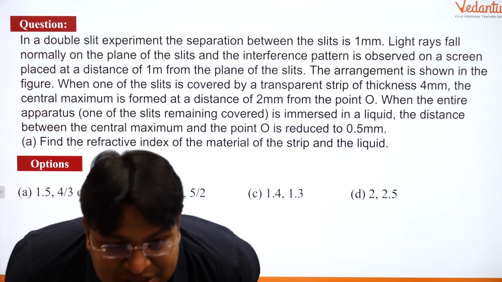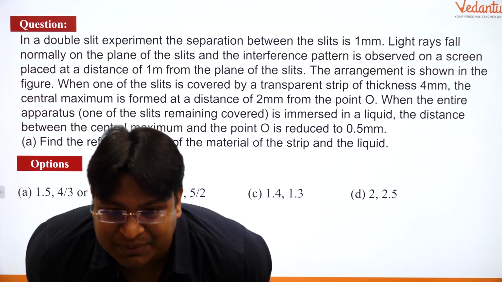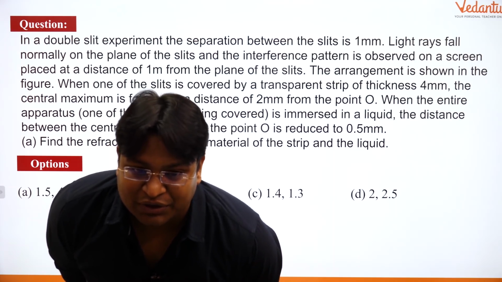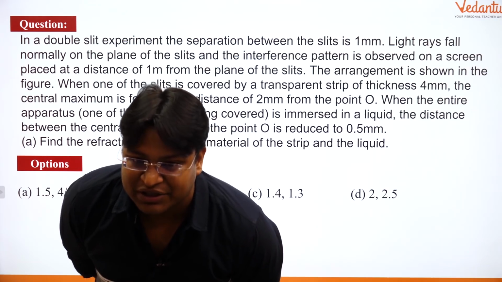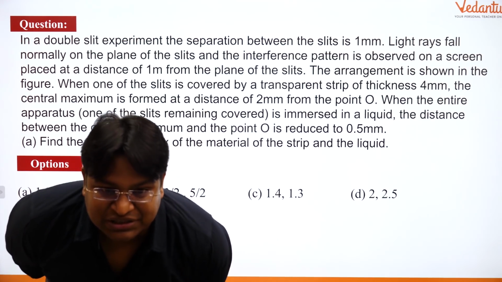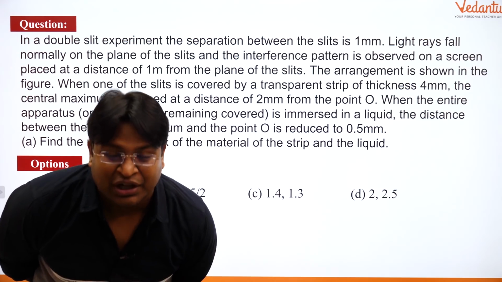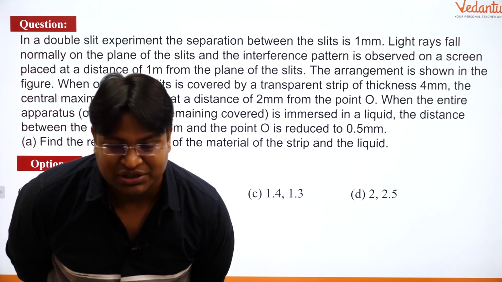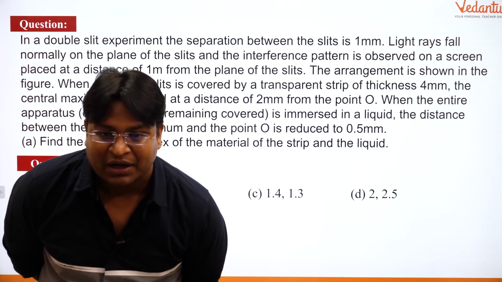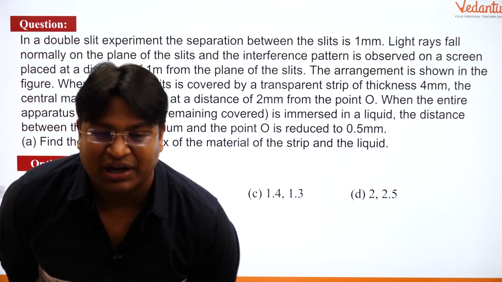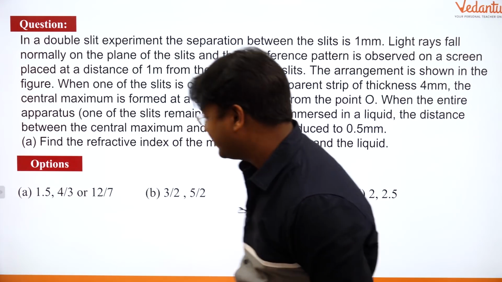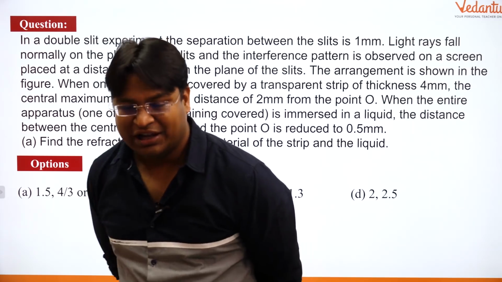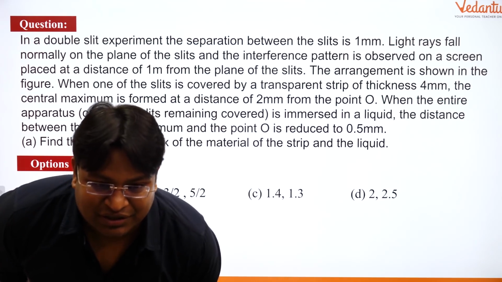So the question says, in a double slit experiment, the separation between the slits is 1 millimeter. Light rays fall normally on the plane of the slits and the interference pattern is observed on a screen placed at a distance of 1 meter from the plane of the slits. So what I can see until now is that it's a regular YDSE setup, no changes as of now. Let's move ahead. The arrangement is shown in the figure. I'm sorry, I don't think we have the figure right here. I'm not able to see it, so probably we have missed the figure. I'll help you on that. Let's read ahead.